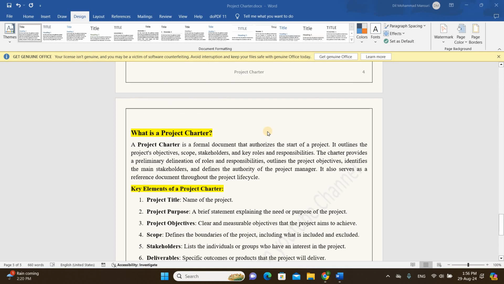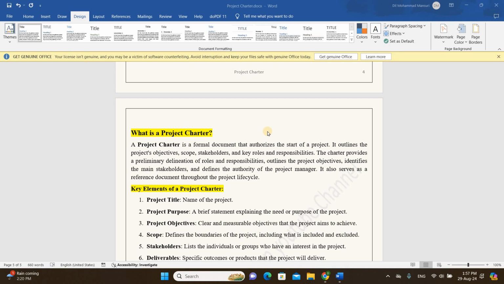So let's see here. The definition itself: a project charter is a formal document that authorizes the start of a project. It outlines the project's objectives, scope, stakeholders, and key roles and responsibilities. The charter provides a preliminary delineation of roles and responsibilities, outlines the project objectives, identifies the main stakeholders, and defines the authority of the project manager. It also serves as a reference document through the project lifecycle.